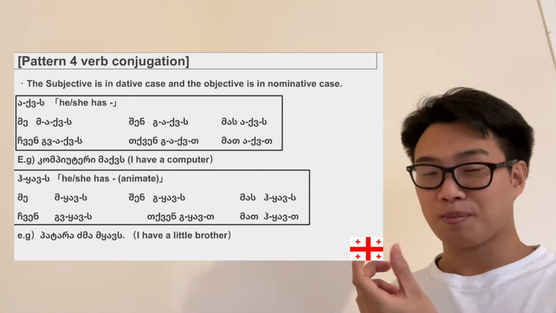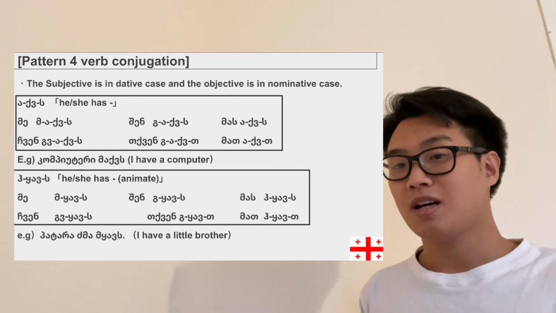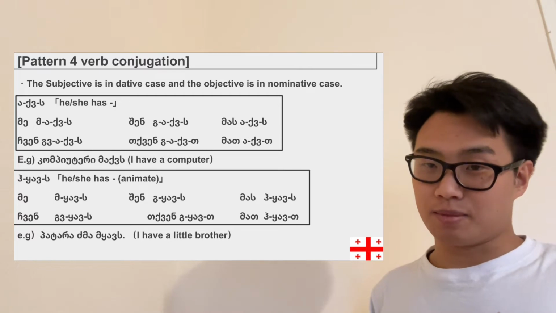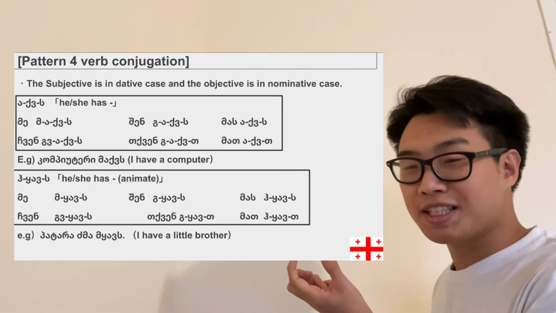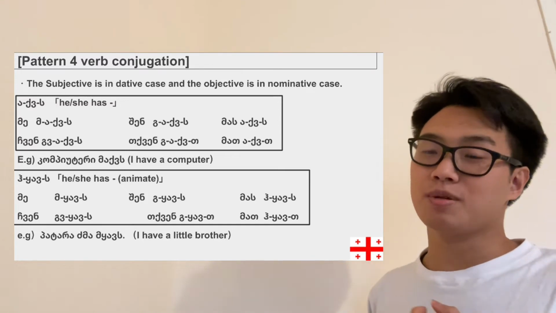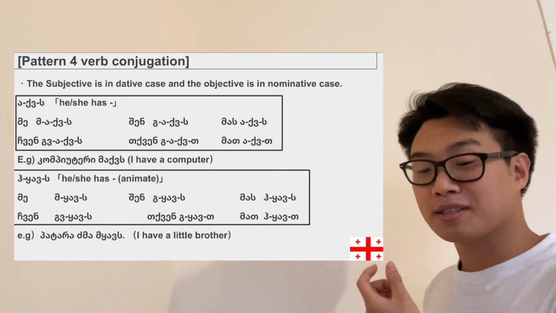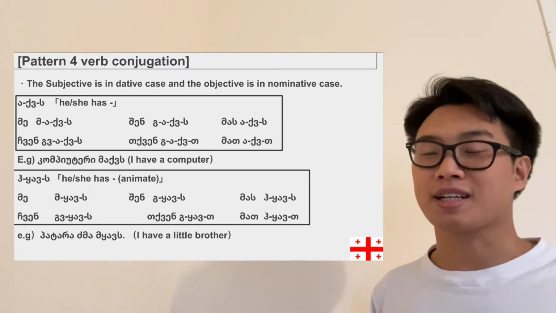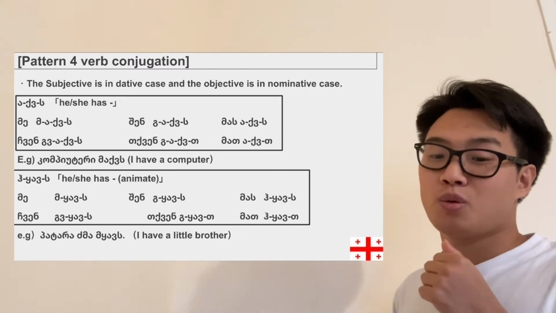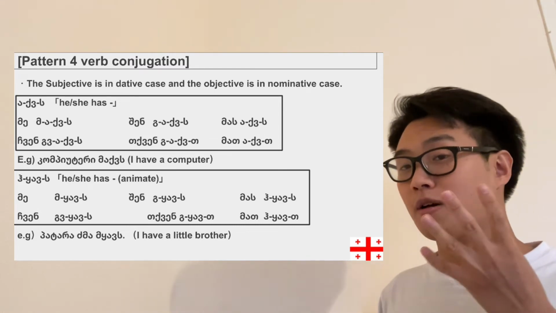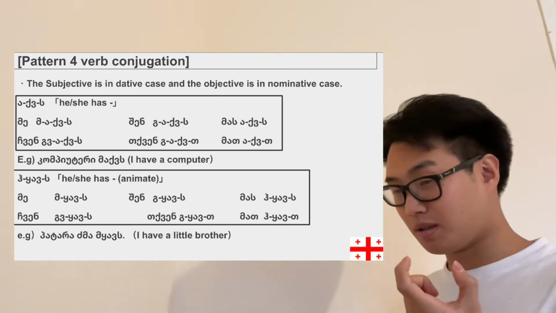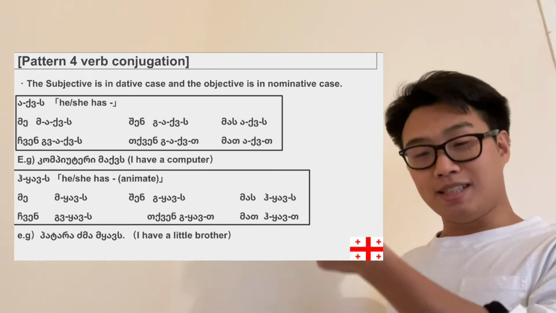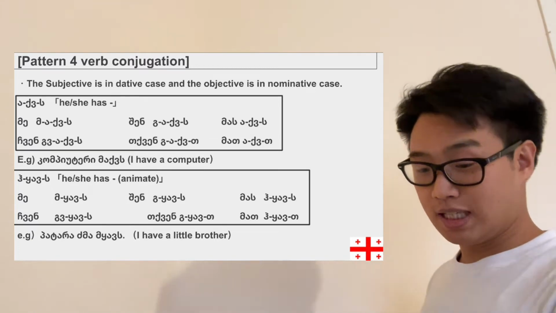So me marks, this me, and shen marks, this shen, are actually object affixes that we learned before. And as we can see here, mas asks, in English it means he or she has, but this mas is actually a dative case. It should be like is, right? Nominative case. But when we use pattern 4 verb conjugation, the subject will be in dative case. That's why it's not is, but mas asks, he or she has.